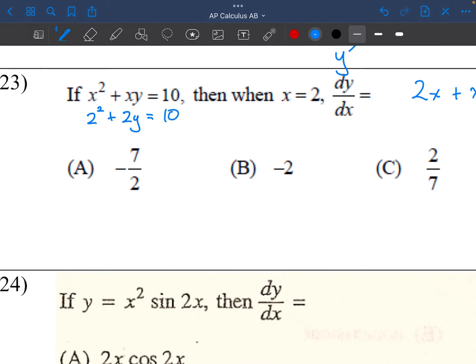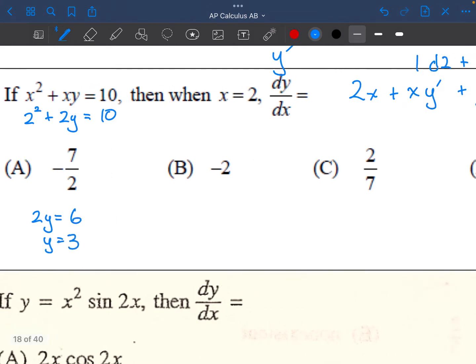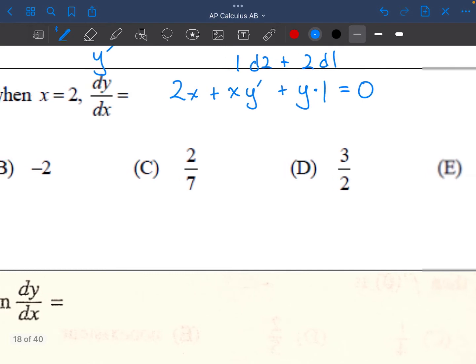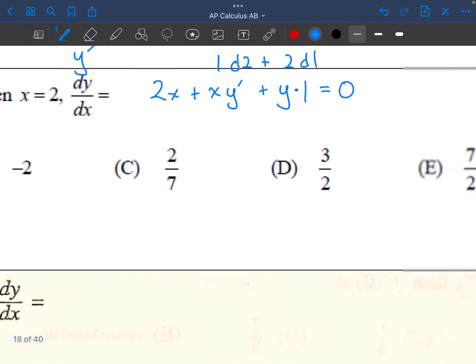I can solve this. 2 squared is going to be 4. I'm going to subtract that 4 from both sides. 10 minus 4 is 6. So my new equation is now 2y is equal to 6. Therefore, y is equal to 3. Now I'm ready to plug in a bunch of things over here. So y is 3, x is 2. Let's plug all those in.